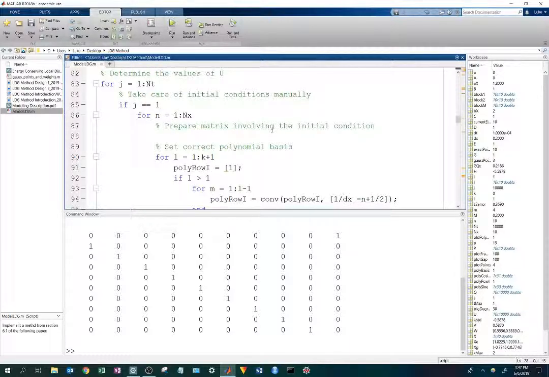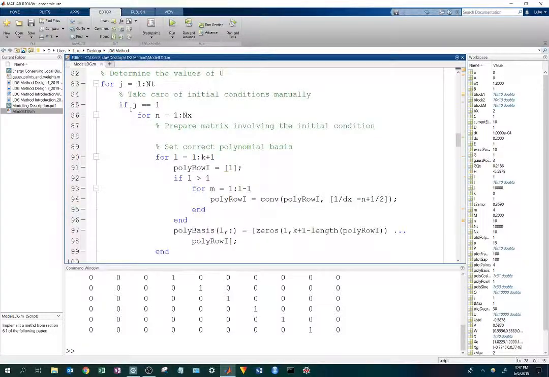So J is going to range over all of the discrete space points, and we're going to take care of the initial conditions manually. So if J equals 1, then for each cell, for each n equals 1 to nx, we're going to get the coefficients in that cell. We first have to construct the polynomial basis, which I do like before. However, note that I'm using minus n plus 1/2 here. And this accounts for the fact that the polynomial basis needs to be translated to the right for each cell. Other than that, it's the same way we did before.